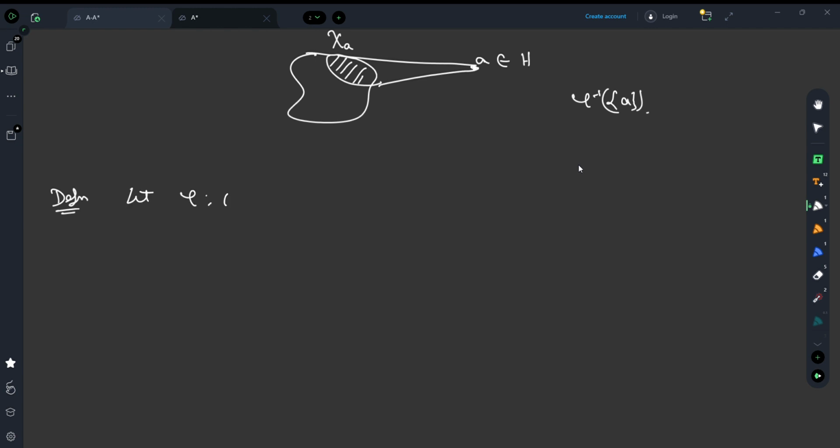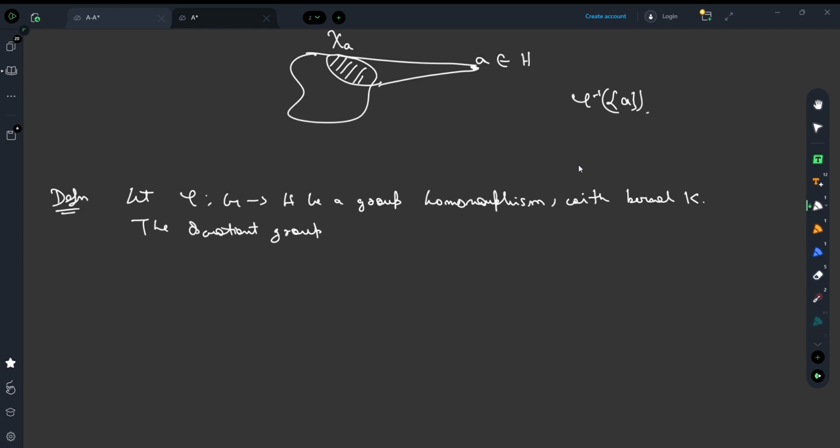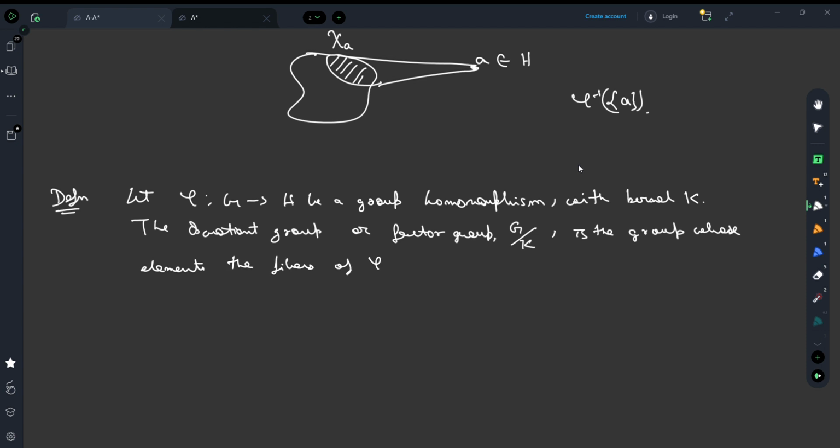So let phi from G to H be a group homomorphism with kernel K. The quotient group, or factor group, which is G mod K, is a group whose elements are the fibers of phi, with the group operation, I should say.